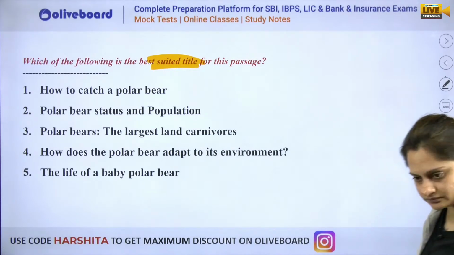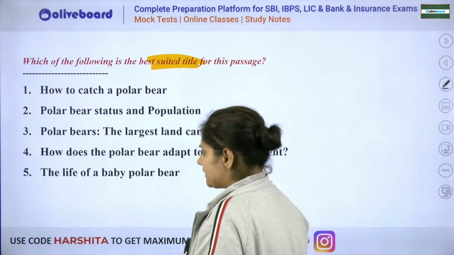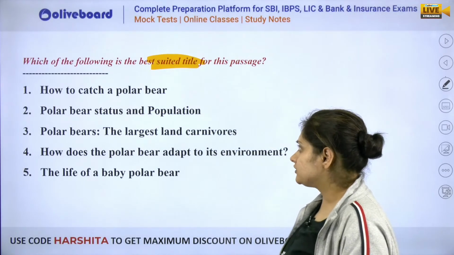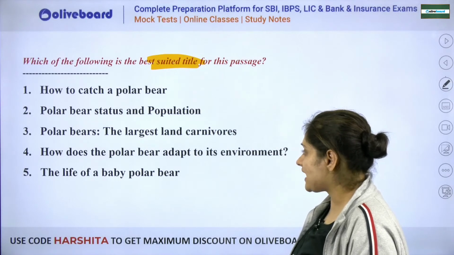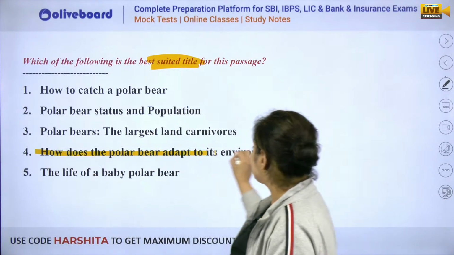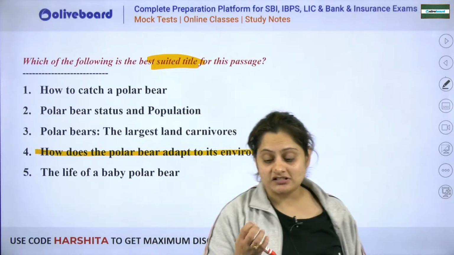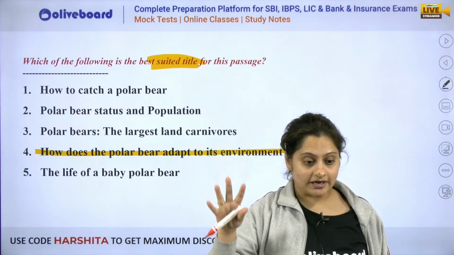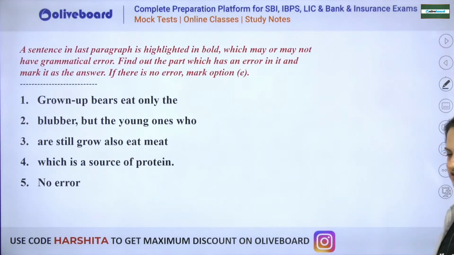क्या होगा title? Life of a baby polar bear? No, we are not talking about a baby polar bear. How to catch a polar bear? Their status, their population? No. They are not the largest land carnivorous. ठीक है, very easy elimination. How do the polar bear adapt to their environment? How do they live in that cold environment? So it is given in the passage. They use their paws. Okay, how the fur helps them, their paws help them, right? How they adapt to that environment. Exactly, fourth. Elimination was easy actually here.